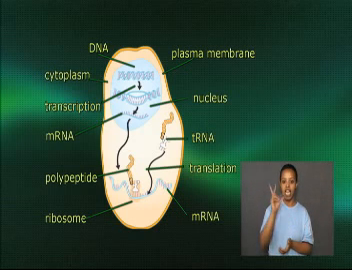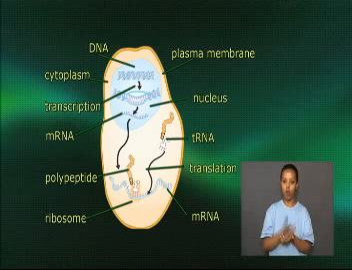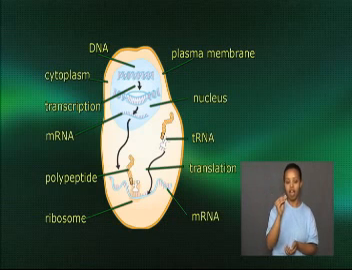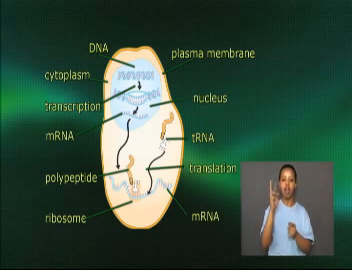The DNA is located in the nucleus of the cell. This is where transcription occurs, and the mRNA is created. The mRNA and the tRNA then both travel to the rRNA. This is where translation occurs and a protein is created.